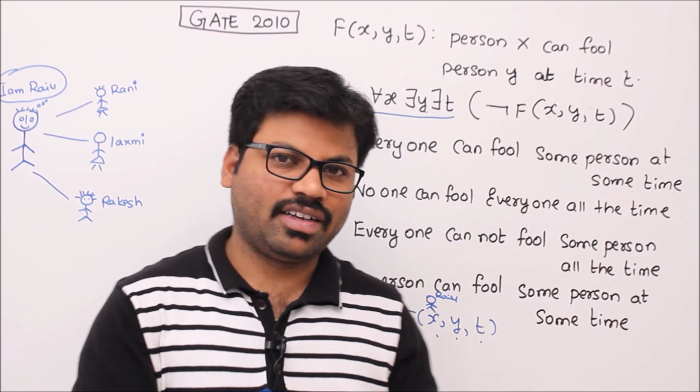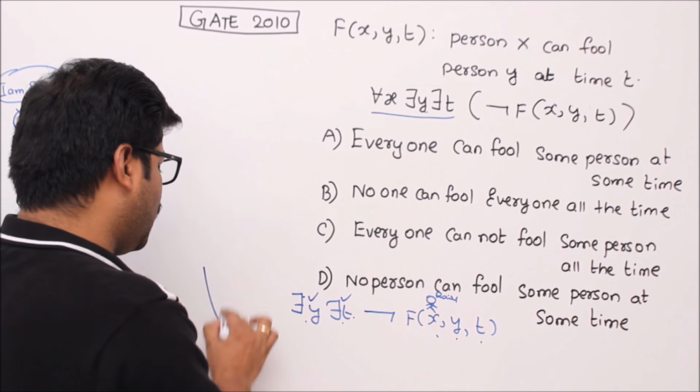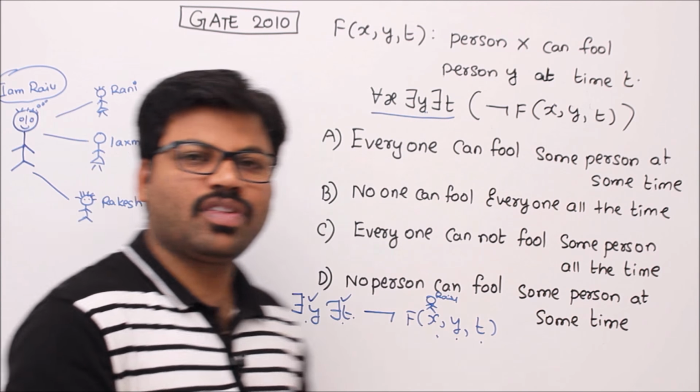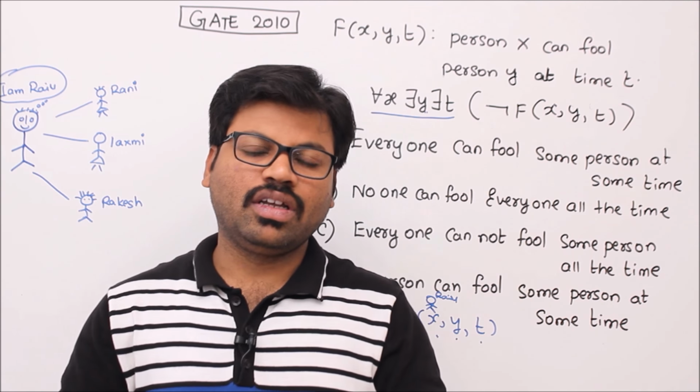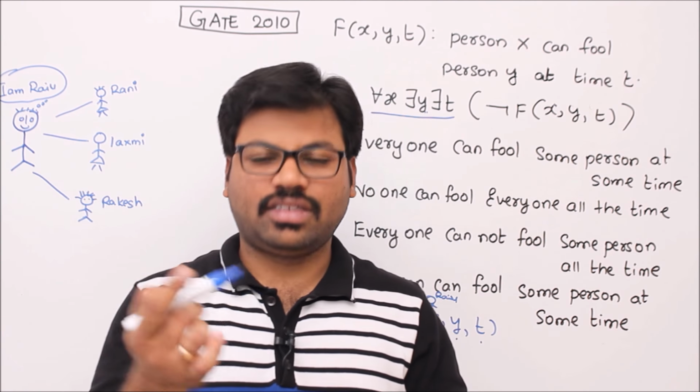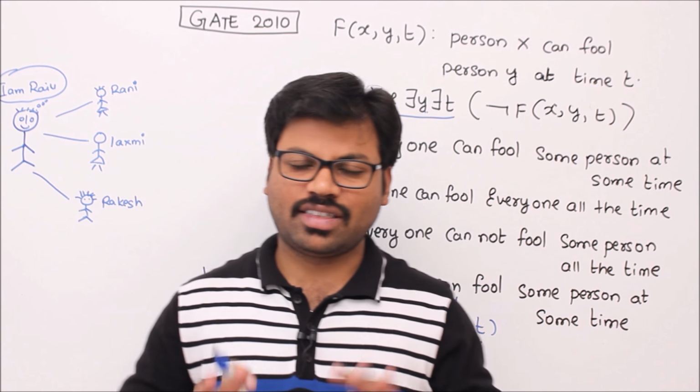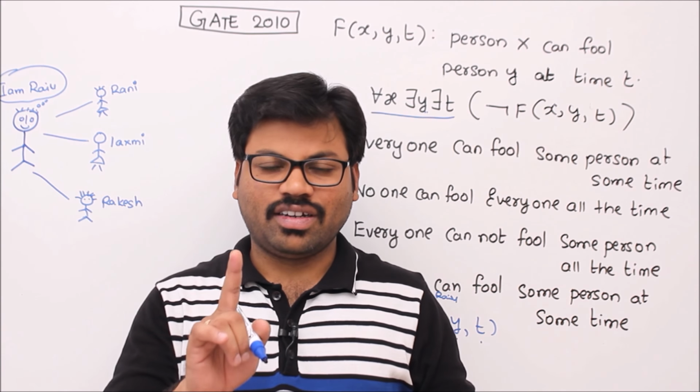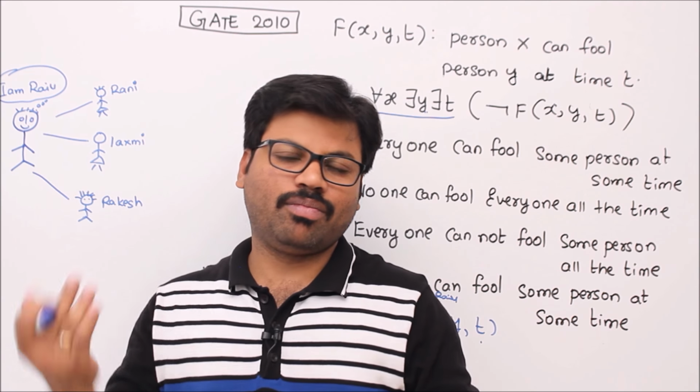Isn't it? Read it. Now extend it to for all x. It's not about Raju. Everyone has the same problem. They cannot fool some person at some time. You remember that point. The summary is, everyone has some problem.